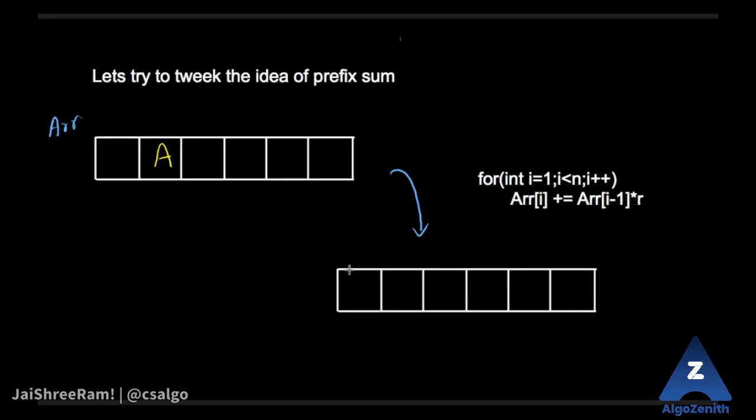So this is 0, this would get transformed into A itself, right? So this is A initially, and then you add ARR of I minus 1 times R. This is ARR of I minus 1, that is 0. Then when you come to this, this is 0, and then you add ARR of I minus 1 times R, so that is this times R, so that is AR. Then you add this times R, so that is AR square. Then you multiply this with R and add over here, so that's AR cube, AR4, right?